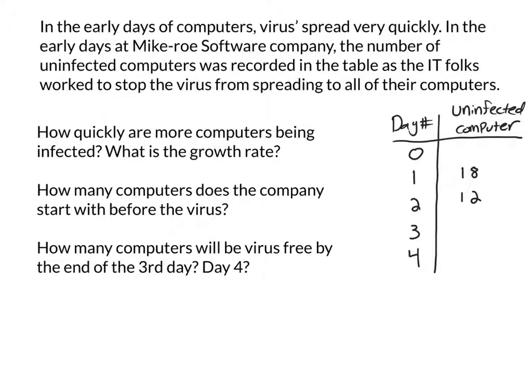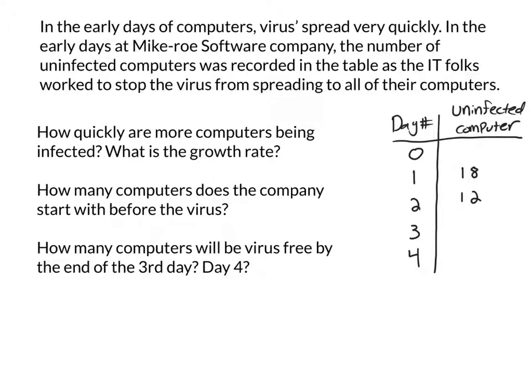In the early days of computers, viruses spread very quickly. In the early days of a Microsoft software company, the number of uninfected computers was recorded in the table as the IT folks worked to stop the virus from spreading to all of their computers. How quickly are the computers being infected? What is the growth rate?